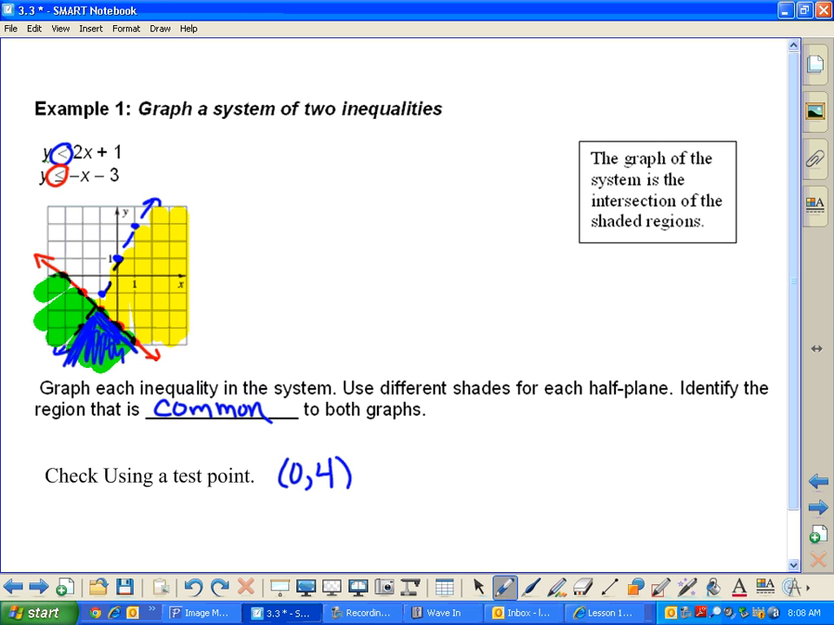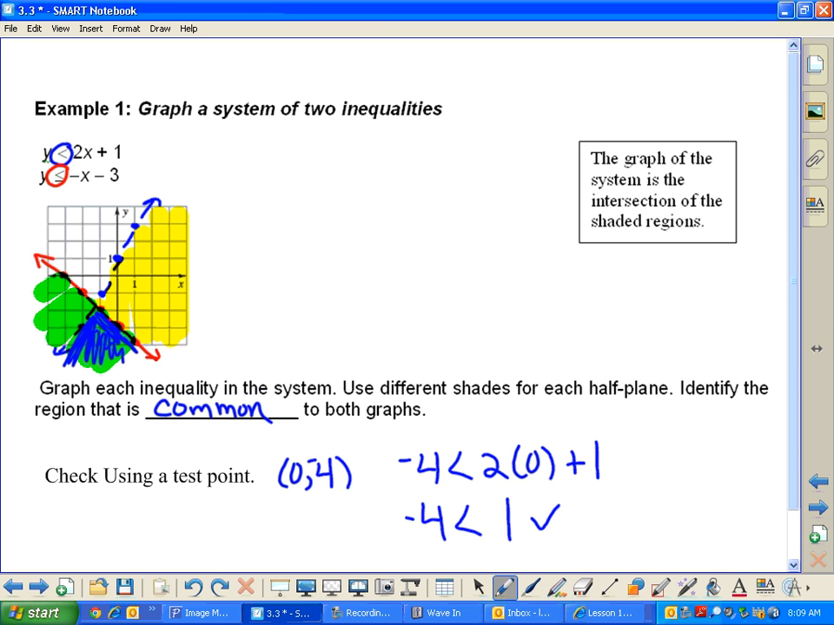So here's me checking. I grabbed a point just to make sure I shaded in the right spot. I'm going to check and make sure that -4 is indeed less than 2 times 0 plus 1. Sorry, it's supposed to be -4. -4 is less than 2 times 0 plus 1. The last time I checked, -4 is totally less than 1, so that worked. (0, 4) wouldn't have worked. So I know I'm on the right track.